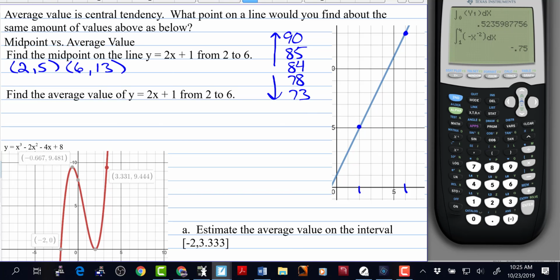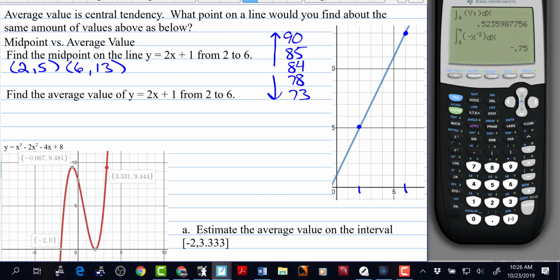Because that's where, if I added up all the y's, which you can't do, you can't add up all the y's, there's an infinite amount of y's between any 2 points. But if we could add up all the y's and divide by infinity below, it has to be the midpoint. The y value of the midpoint.